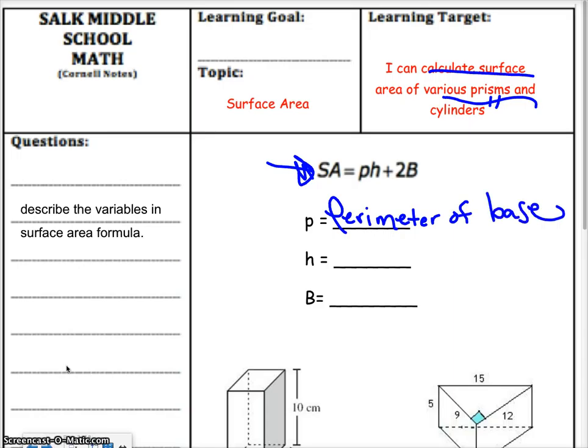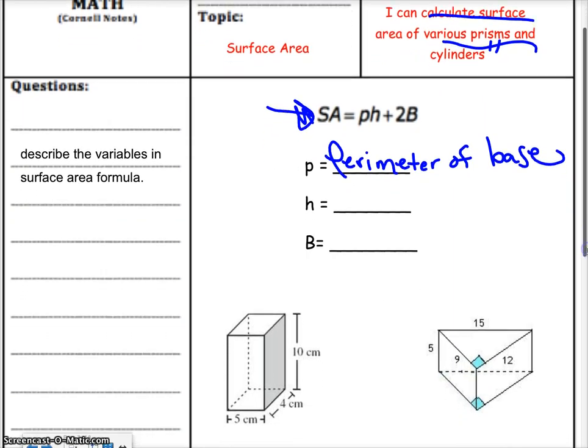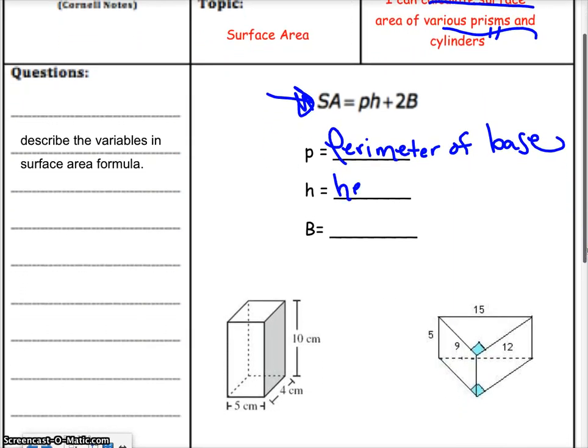Perimeter of the base. What's h mean? What do you think? Height of what? Not the base. Prism. It's what connects it. It's the height of the prism. And we've defined big B before. What is the definition of big B? Base. Area of the base. So let me restate this formula. The surface area of a prism is equal to P, the perimeter of the base, times the height of the prism, plus 2 big B's.